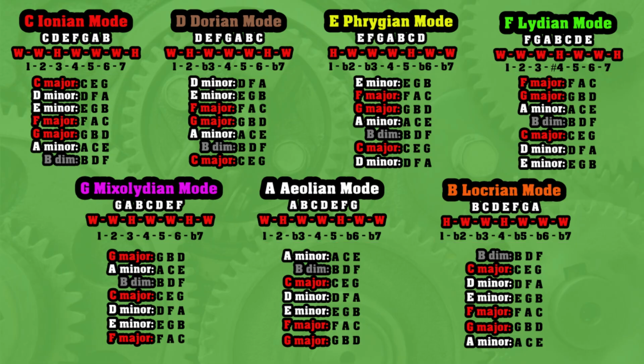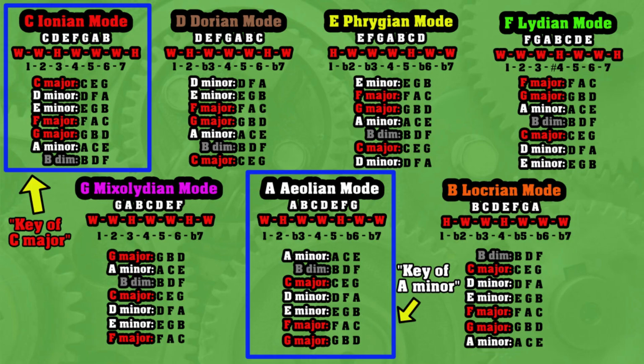So all of these could potentially act as keys for which you could play music in and write chord progressions and write solos and write songs and vocal lines and all kinds of stuff. But in Western music, the 2 most common ones are the Ionian mode and the Aeolian mode. In Western music, instead of saying the C Ionian mode, or instead of calling a chord progression an Ionian chord progression, we just call it the key of C major. Also in Western music, the 6th mode, which is the Aeolian mode, is typically just referred to as a minor key. We don't call it the Aeolian mode in modern day.